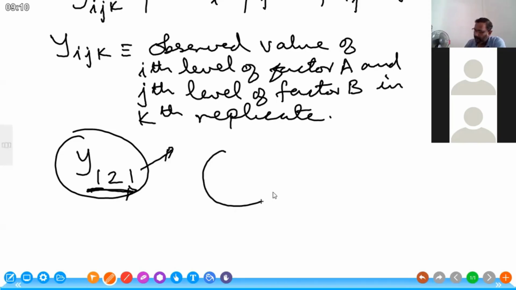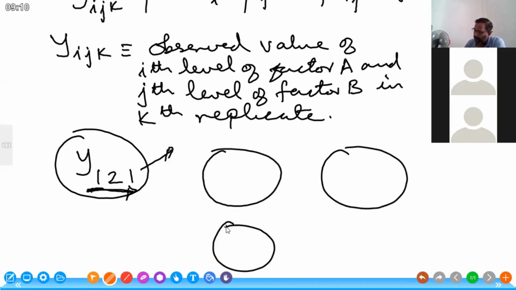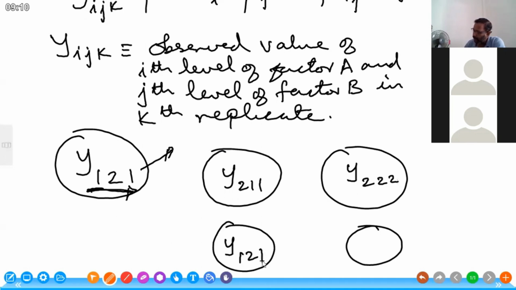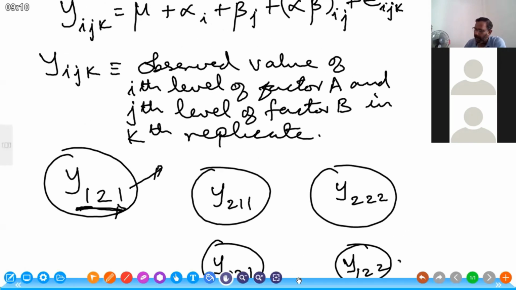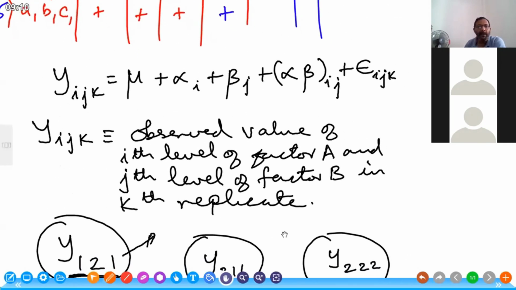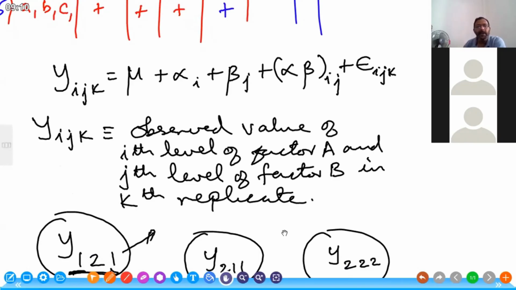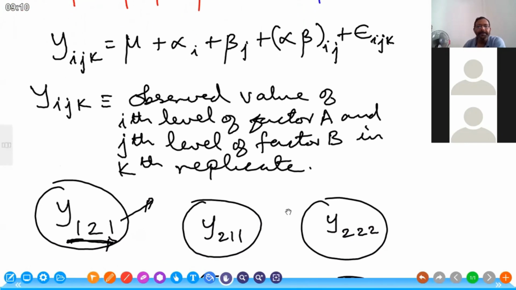Because we have experiments, for example Y211, Y222, Y121, Y122. So we should be able to explain this. Now, I hope everybody is writing down this. These are not in the notes, so I hope everyone is writing down.